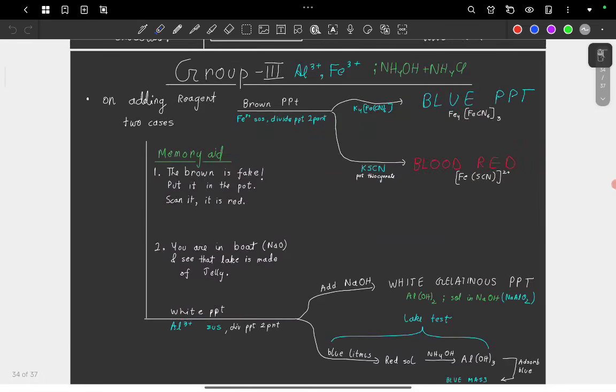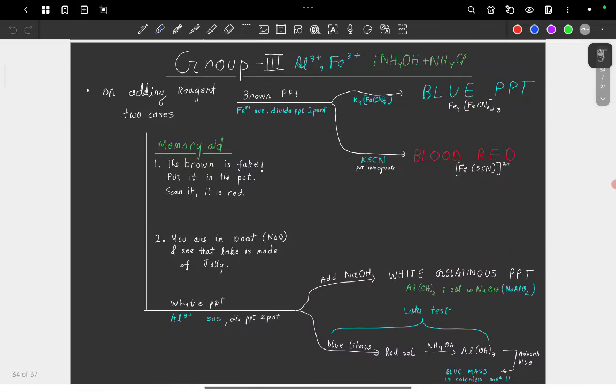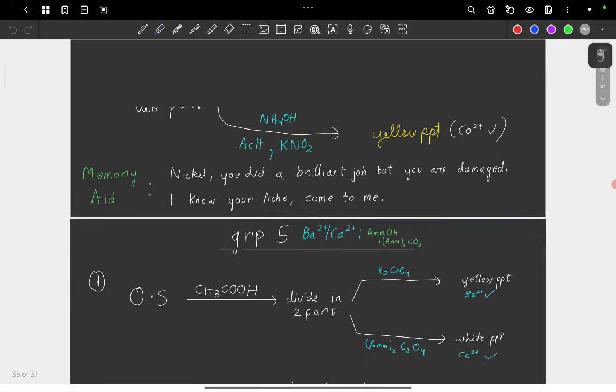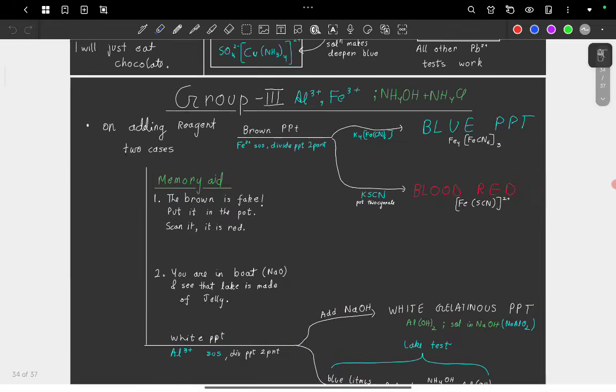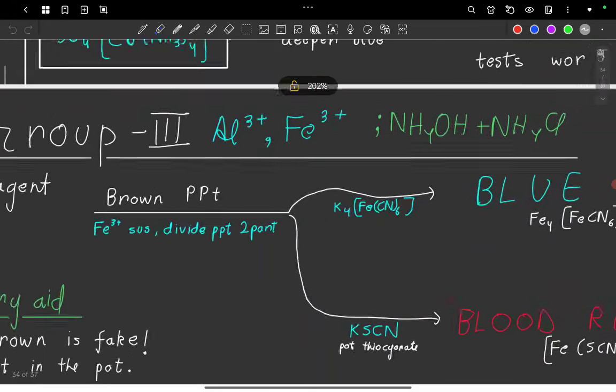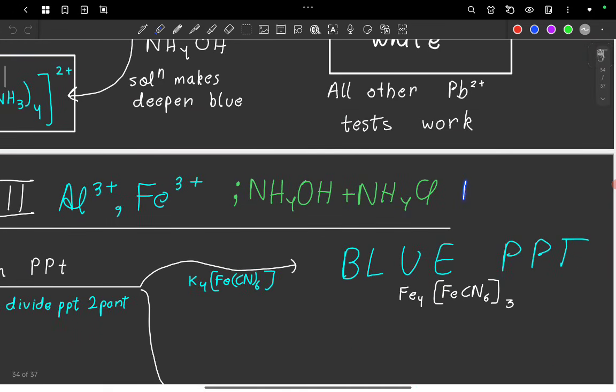And now let's move on to group 3, which is Al3+ and Fe3+. Here I made the font size a bit smaller so I can handle all the tests in one slide and you don't get intimidated by multiple slides. So luckily enough, this is the third last slide of the lecture, and the reagent here is NH4OH plus NH4Cl.